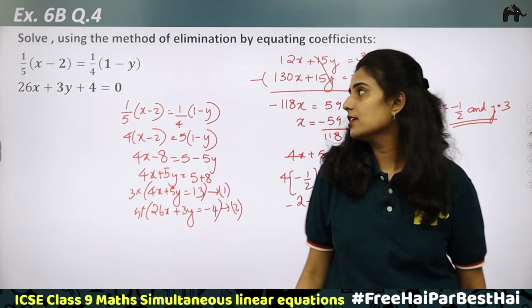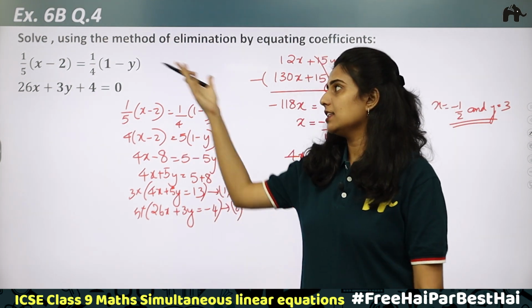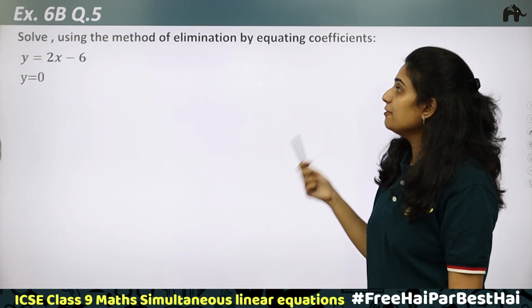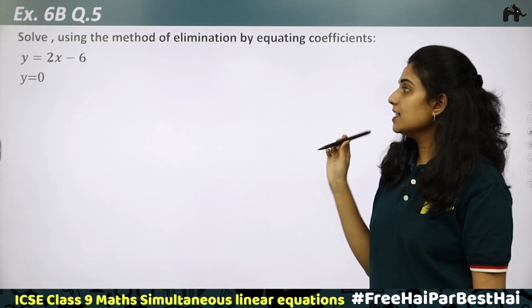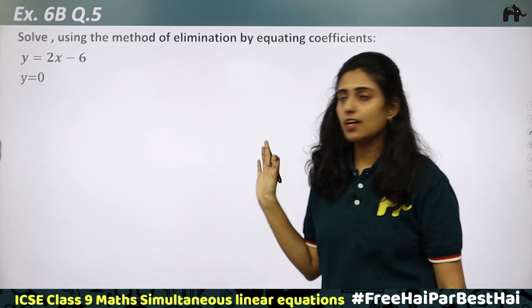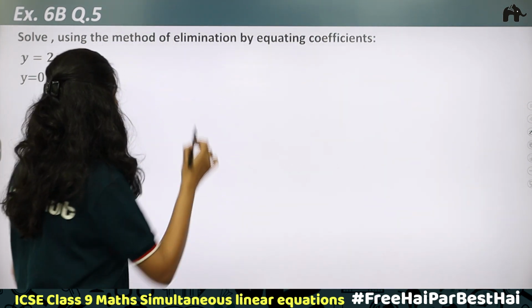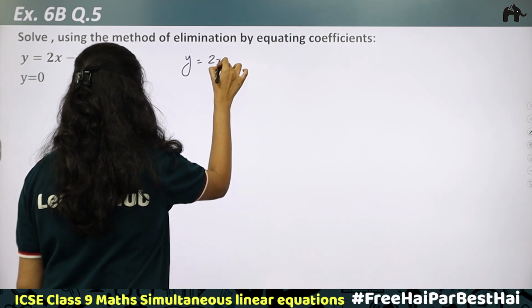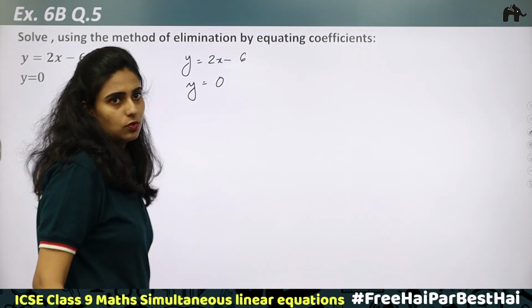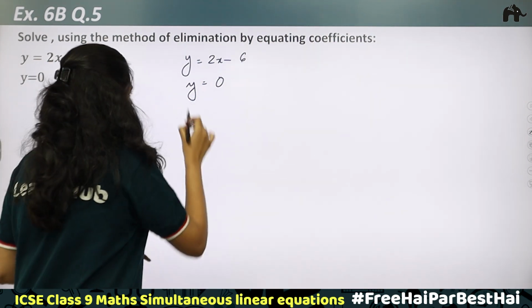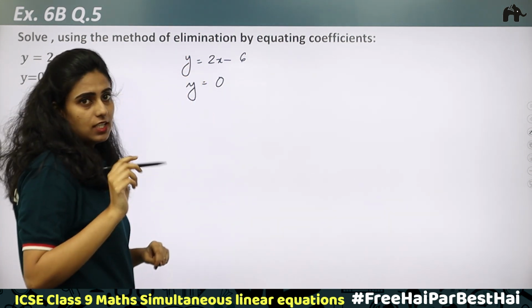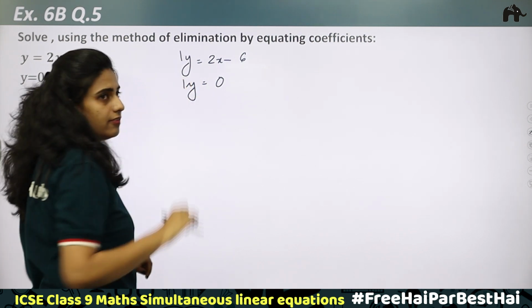Okay, so we have found the values of x and y by solving these two equations with the method of elimination by equating coefficient. Question number 5 of exercise 6b. First equation is y is equal to 2x minus 6 and second equation y is equal to 0. Very simple, right? First equation y is equal to 2x minus 6. Second equation y is equal to 0. We are going to equate the coefficients. Here you can see in the first and second equation, the y coefficient here it is 1 and here also it is 1. They are same.